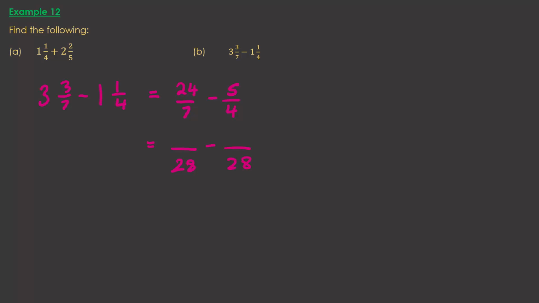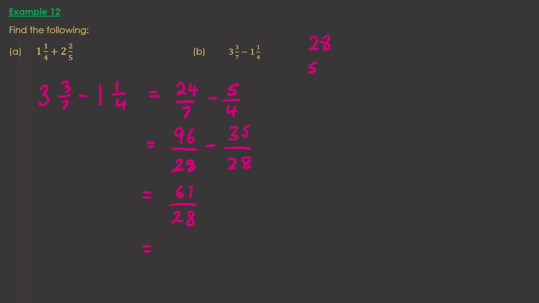So the 7, I've multiplied that by 4, do the same to the 24. And we've got 96. So we're getting some big numbers here. This is one of the downsides of this method. The 4 gets multiplied by 7, so does the 5. Now 96 take away 35 is 61. So we've got 61/28.